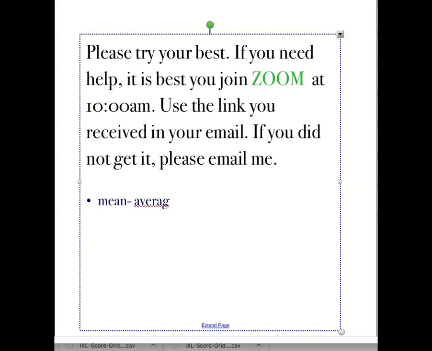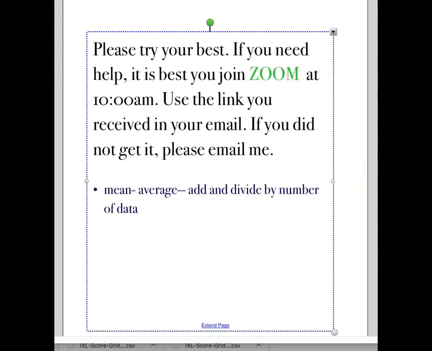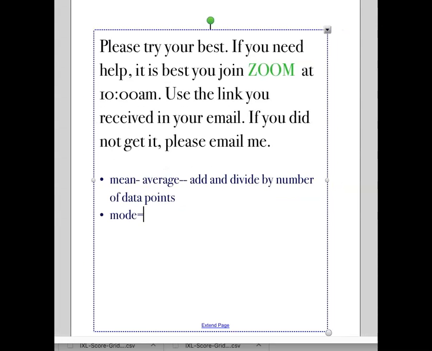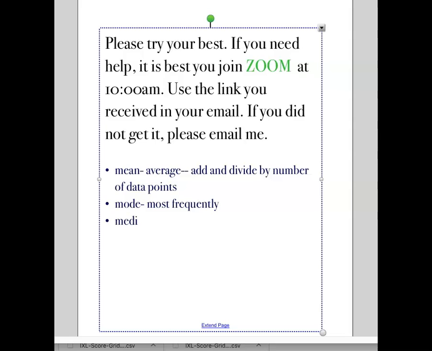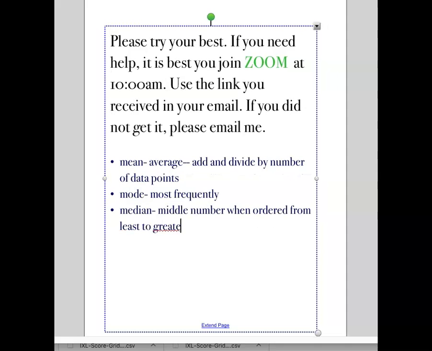Remember, the mean is the average, so you add and divide by the number of data points. The mode is the one that occurs most frequently. You can classify non-numerical data. So mode is most frequently, and the median is the middle number when ordered from least to greatest. You can also email me with any questions.